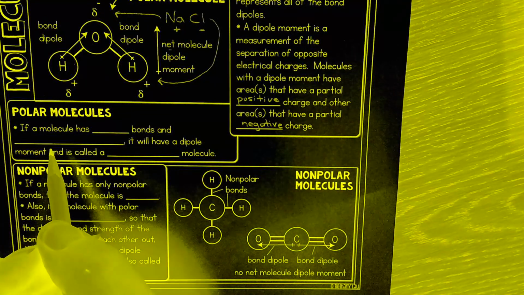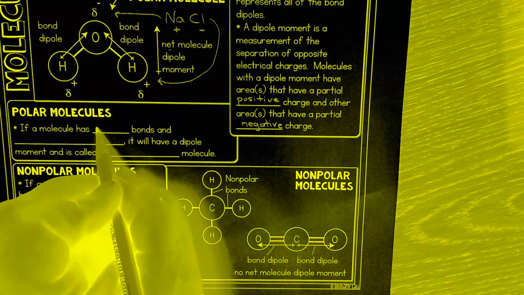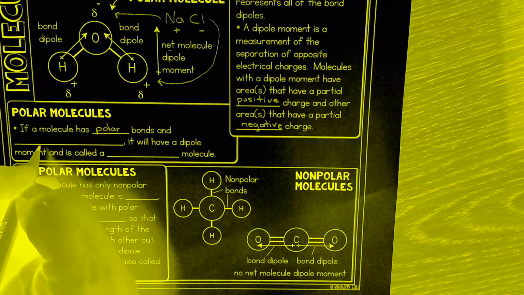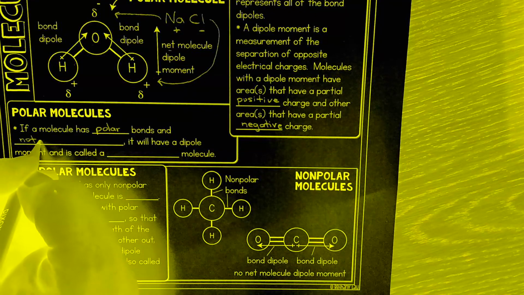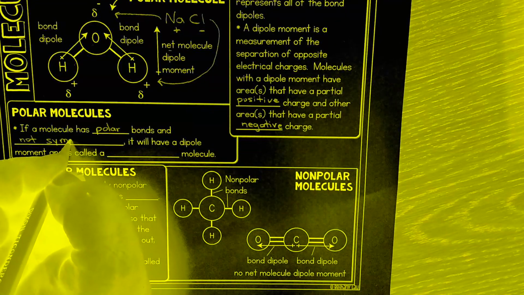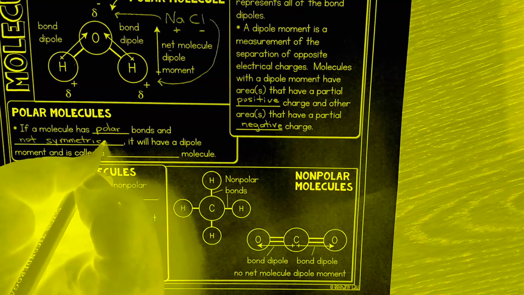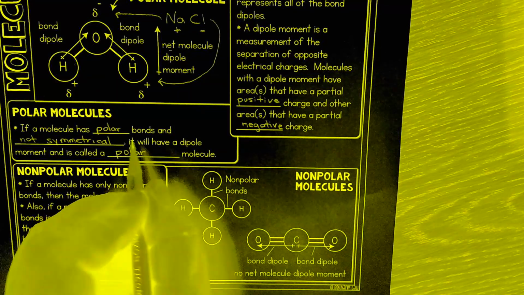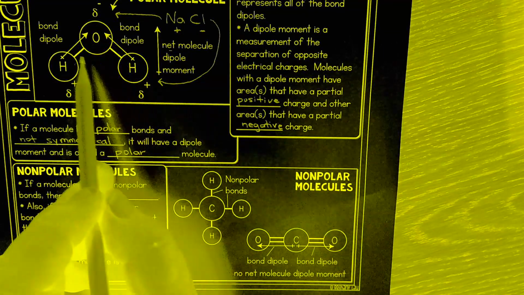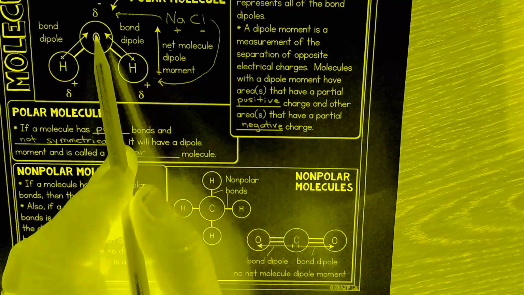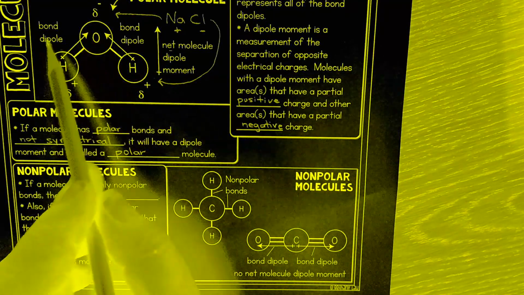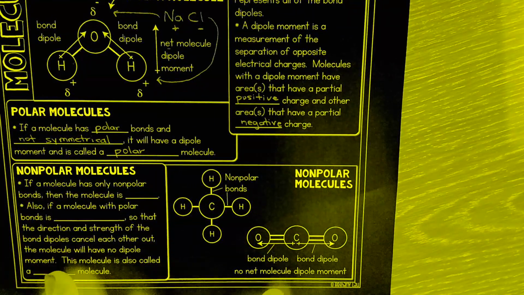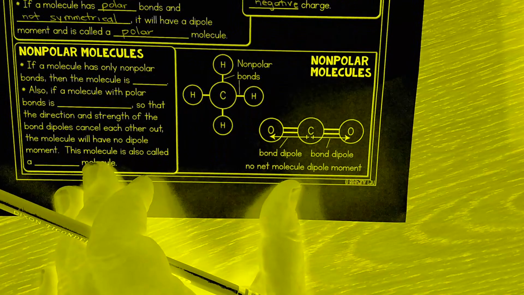So, it's kind of a summary definition. If a molecule has polar bonds and is not symmetrical, it will have a dipole moment and is called a polar molecule. So you see how water is not symmetrical, right? I can draw a line right here. It's different above and below, right? Polar molecule, because it's not symmetrical. It's one way to just look at them and tell.